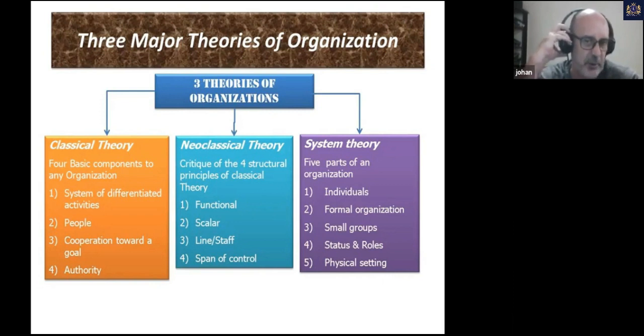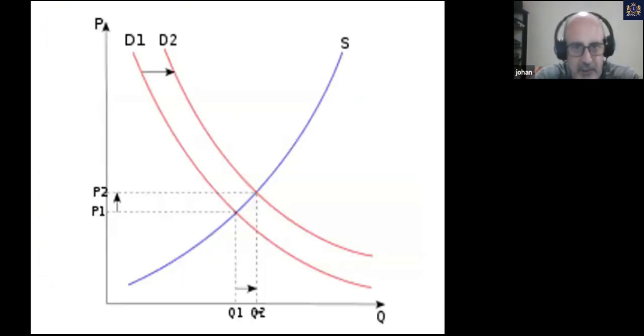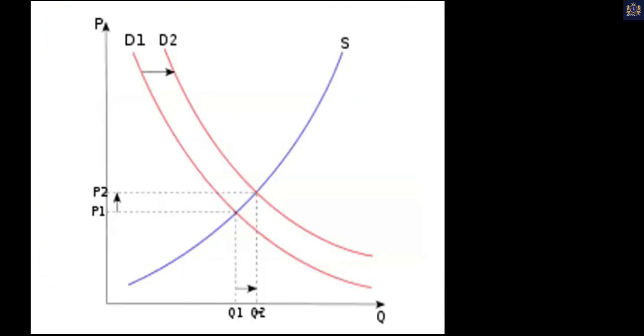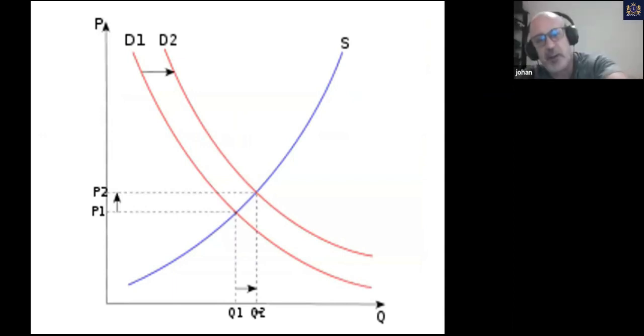There are four components. We have a system of differentiation. It is like most of the companies. They have a supply and demand. As demand increases, supply will increase.